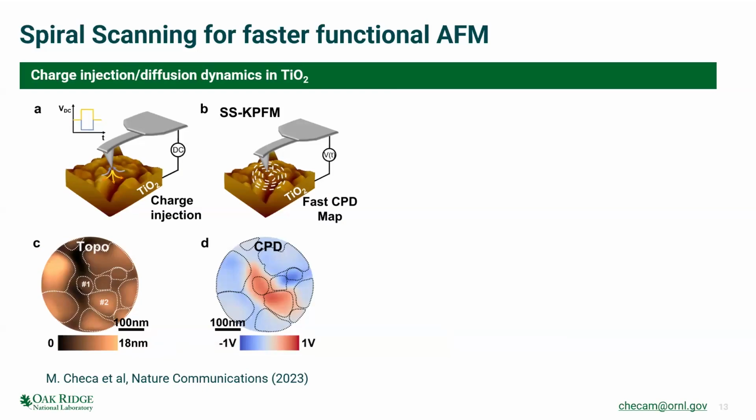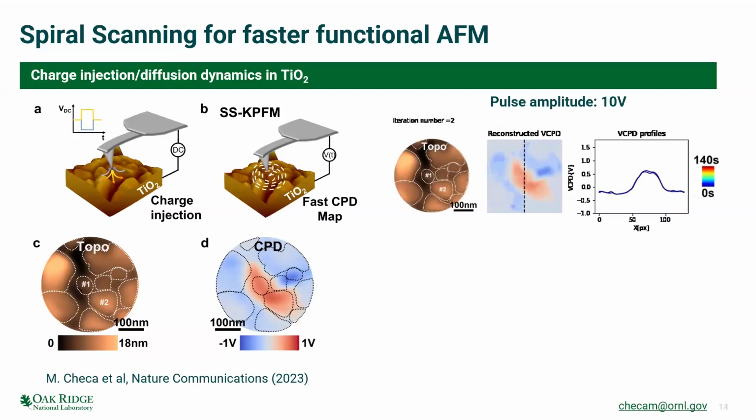Then an example of a system where we map some dynamical process while we're doing this spiral scan KPFM. This is TiO₂ that has different grains. The experiment works as follows: we approach the sample, we apply a DC bias for maybe 10 seconds, something like that, so we inject a lot of charges. Then as soon as the bias stops, the tip lifts and starts mapping in spiral scan mode, right? So you get the topography and you get the CPD image, and it looks something like that.